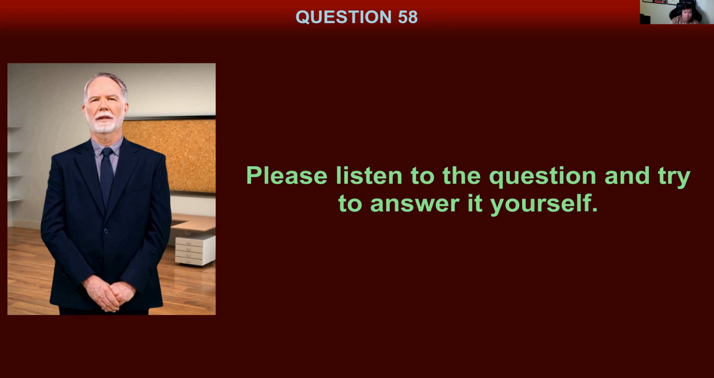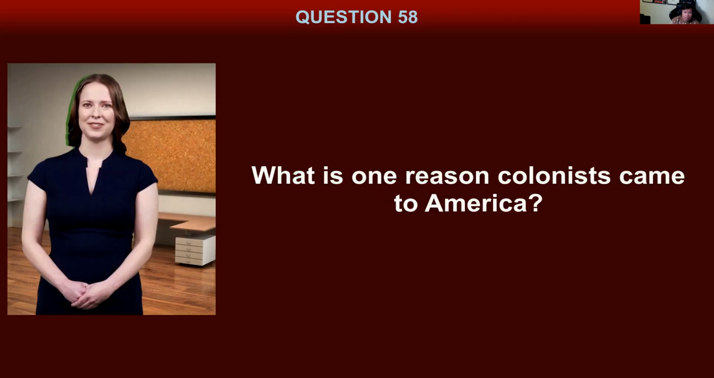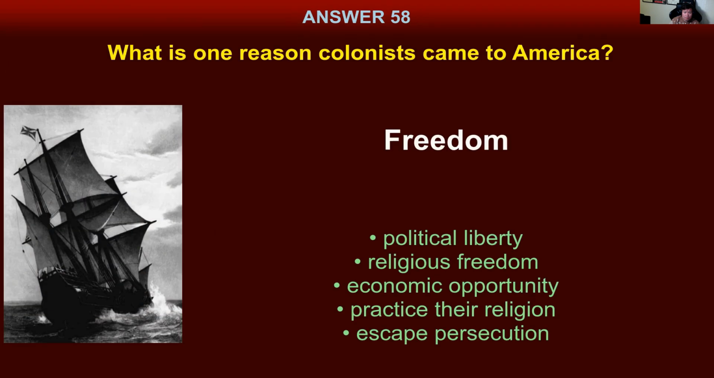What is one reason colonists came to America? Freedom.